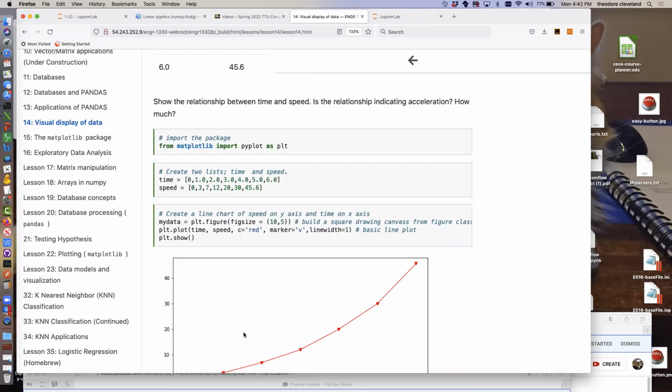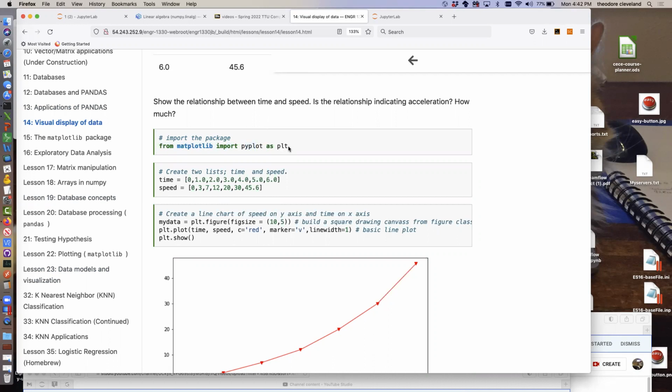So let's suppose we wanted to show the relationship between those two series. And we might want to do that to ask the question, is the relationship indicating acceleration? That'd be a yes. So let's go ahead and make a plot. To do that, we would import our package. And this is one of several ways of importing the package. So from matplotlib import pyplot as plt.